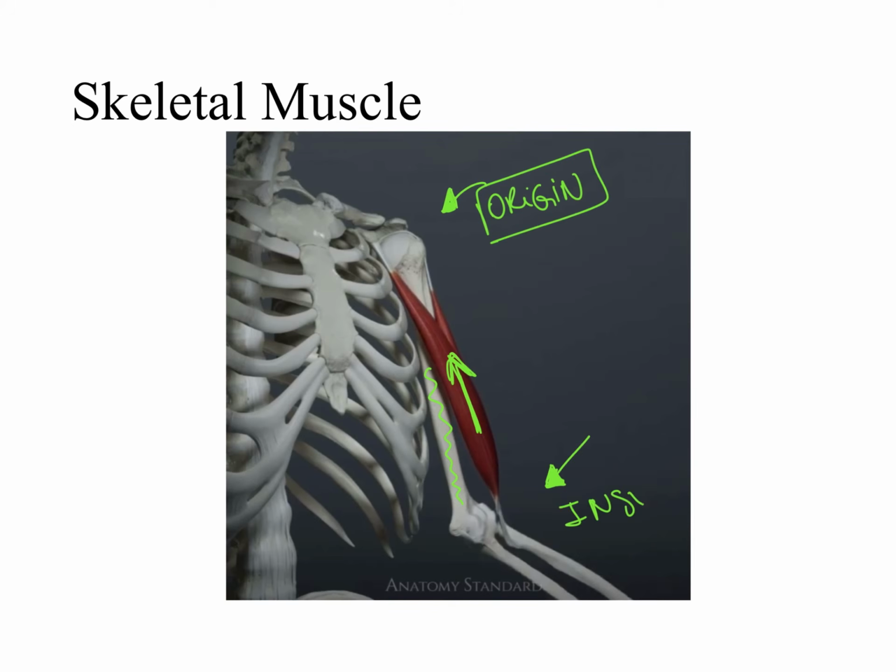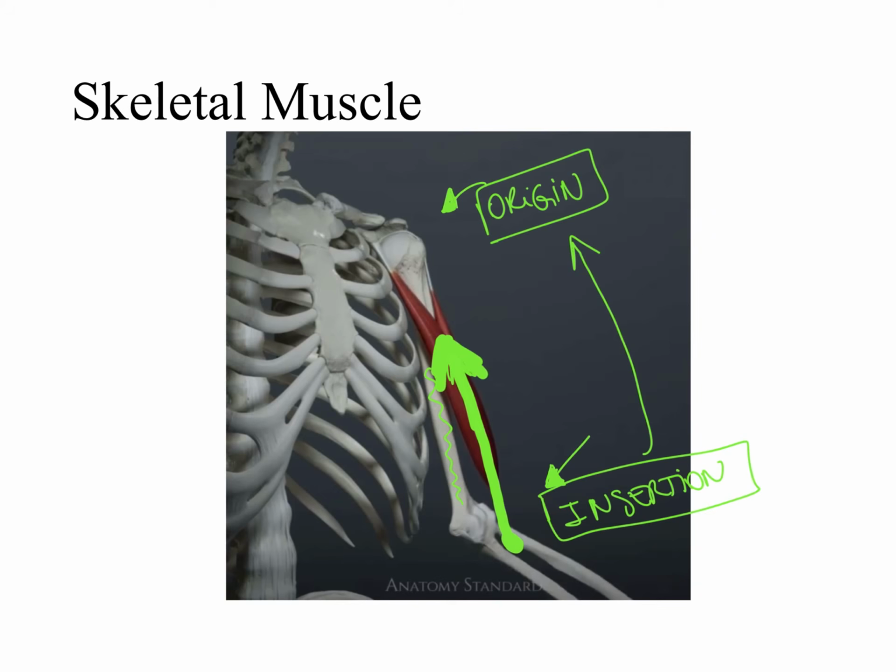And the end of the muscle that is attaching to the bone that moves is what we call insertion. And in muscle contraction, the rule is that every time a skeletal muscle contracts, the insertion pulls towards the origin. So we have, in the case of the biceps brachii muscle, the radial tuberosity being pulled towards the origin, which is in the scapula.